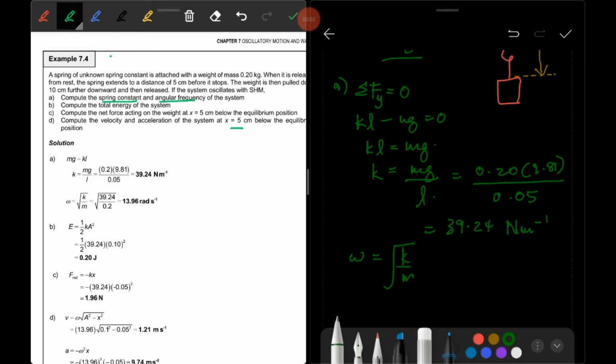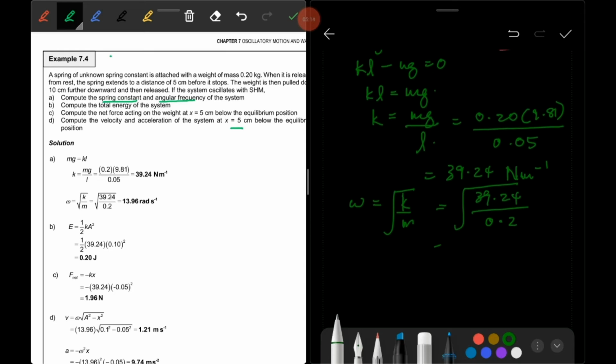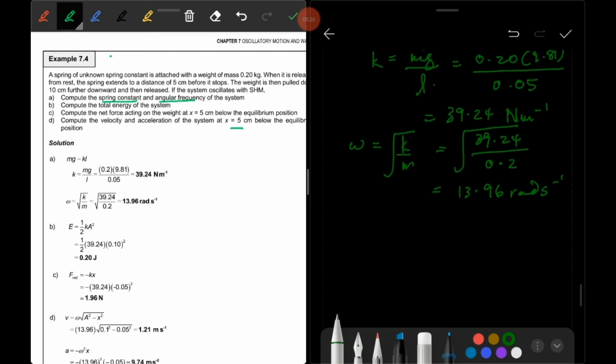k is 39.24 divided by 0.2. When you calculate here, you will get 13.96 radian per second. B, compute the total energy of the system. Remember, total energy E is equal to half k A squared.